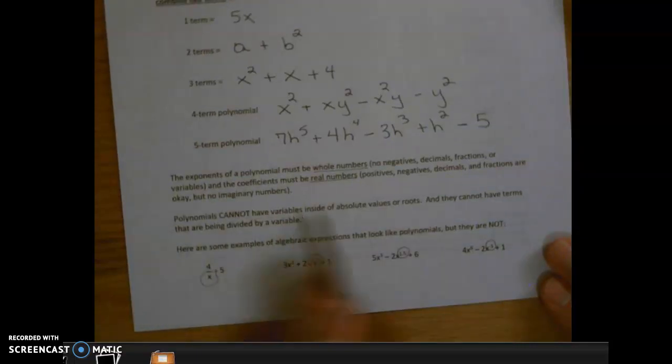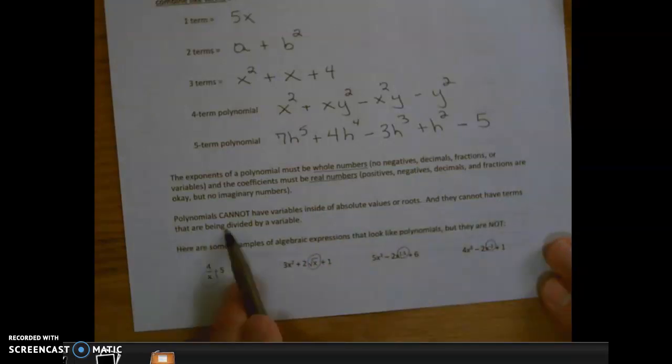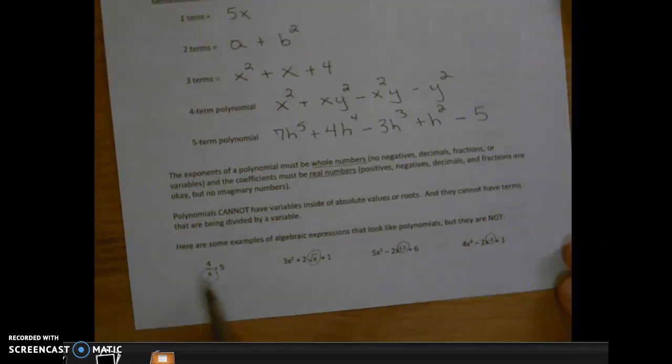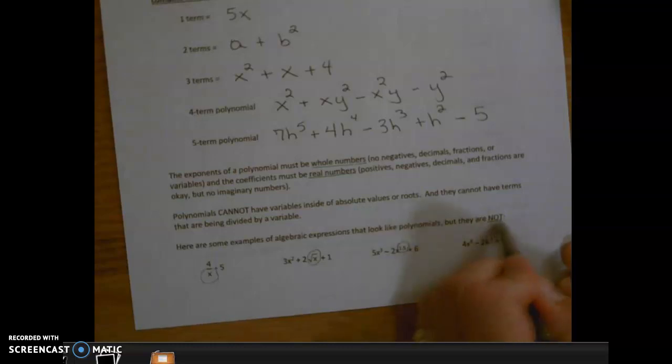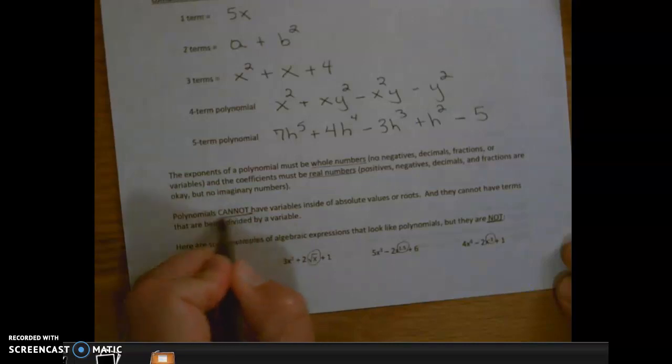Polynomials cannot have variables inside of absolute values or roots, and they cannot have terms that are being divided by a variable. So if you look below, these are all examples of expressions that look like polynomials, but they are not. Notice here, we have a variable in the denominator. Okay, that breaks one of the rules of a polynomial. They cannot have terms that are being divided by a variable.